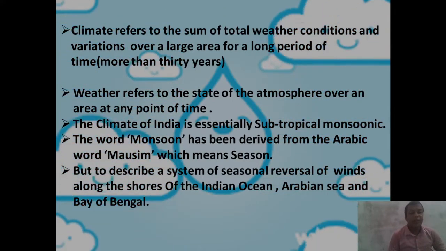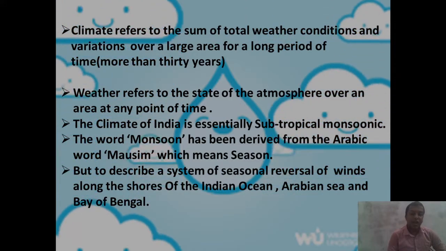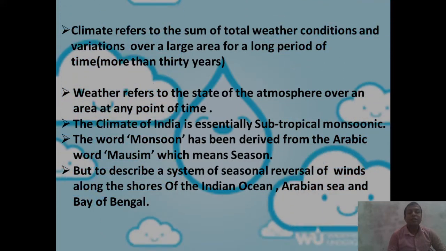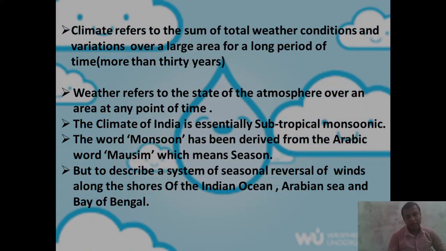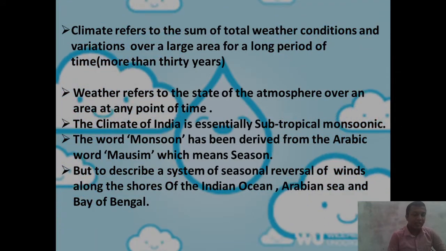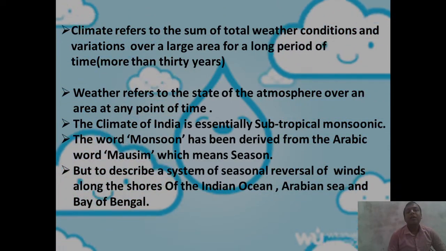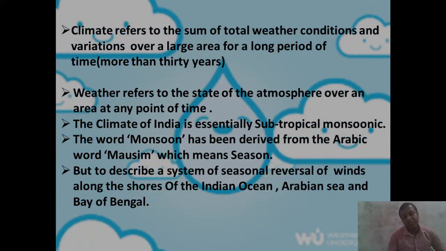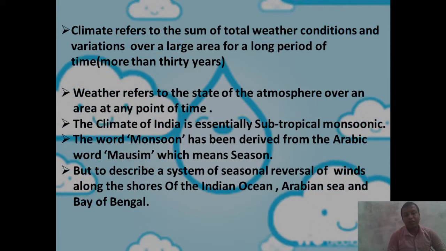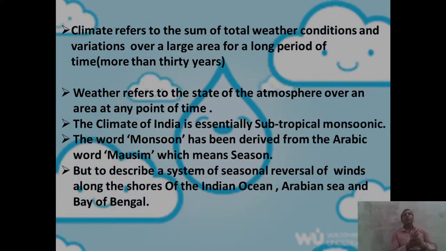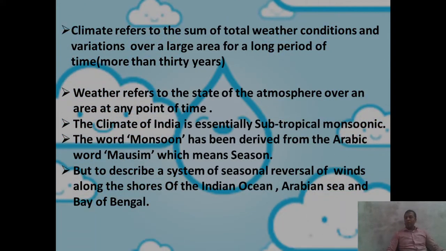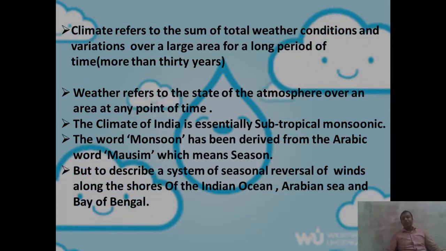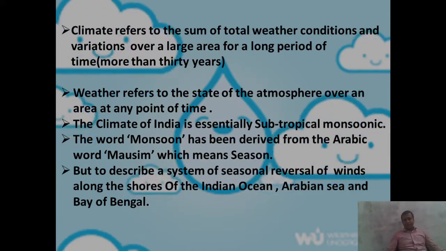Now the very pertinent question today: what is the type of climate of India? So, dear students, the climate of India is essentially subtropical monsoonic. That means, in a simple way, India's climate is monsoonic climate, and it is a unique climate.